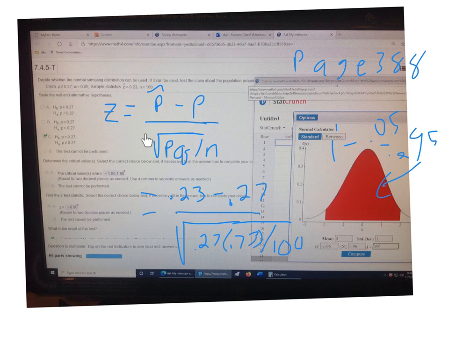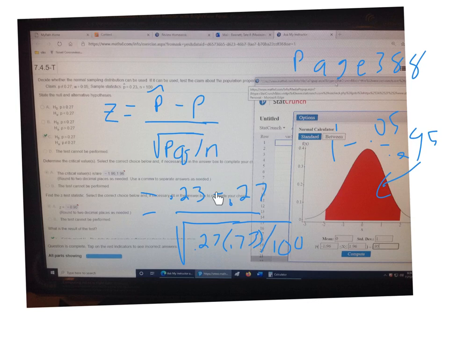P hat is 0.23, p is 0.27. Now this is q. It's the complement of p. It's 1 minus p. So p is 0.27, so this is 1 minus 0.27, or 0.73, and n, that's 100, that's given. So yeah, you do have to calculate q here.